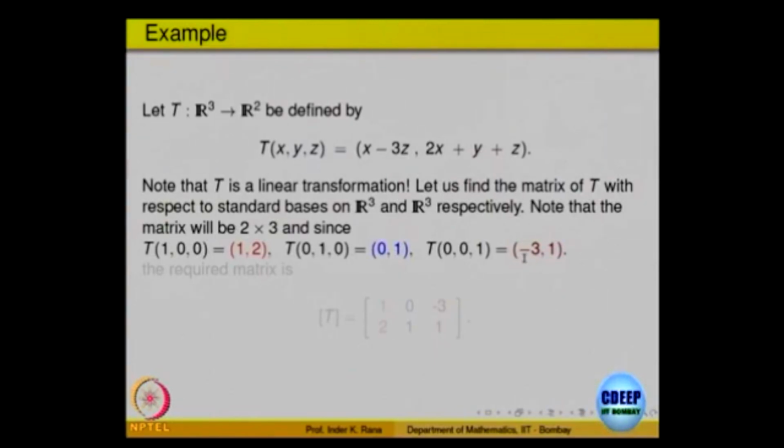Similarly T of 0 1 0 by this definition is 0 1, and T of 0 0 1 is minus 3 1. So what is the matrix? For the first vector, whatever you get, that is the first column. This is the second column and that is the third column. So this comes as the first column, this comes as the second column, and this comes as the third column. So that is the matrix of the linear transformation.